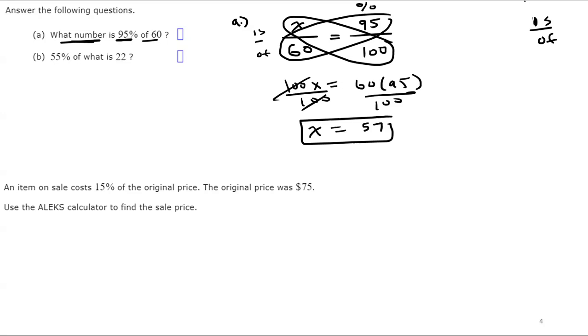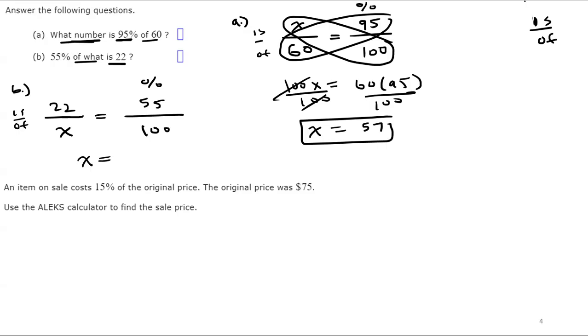And then part B, I'm going to do exactly the same thing. Again, I set up my proportion. Anything with the percent, I put on the right column, and then I have is over of. And then I have 100 here. In this case, we have 55% of what is 22. 55%, I put that right here. And it says of what? I don't know. Of is in the bottom, so I'm going to put X there. And it says is 22, so 22 goes there. So I cross multiply again and divide, and when we do that, we get X is equal to 40.